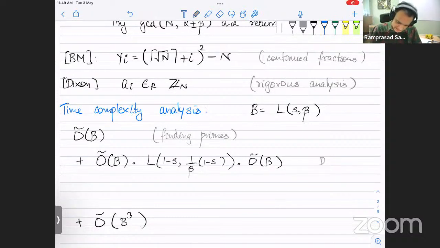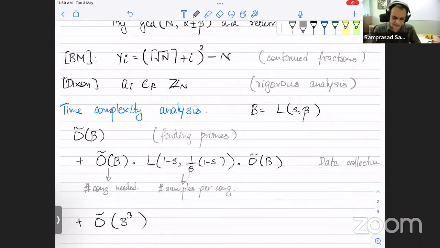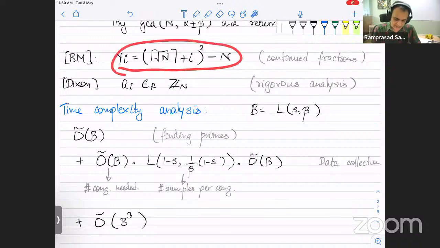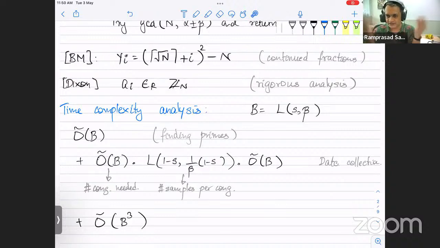Okay, and this is the data collection step. Let's just see what each of them are. So this is the number of congruences we need, and we needed r plus 1 of them, where r is the number of primes in the range 1 through B, because we are trying to find a suitable linear combination. This is the number of samples per congruence. In Dixon's algorithm, each of these a_i squared mod n will look like a random number in 1 through n. So you're asking what is the probability that this random number is a B-smooth number? That happens to be the inverse of this thing, and therefore this is what you end up with.